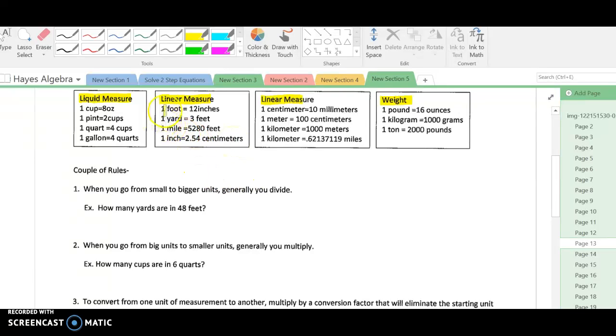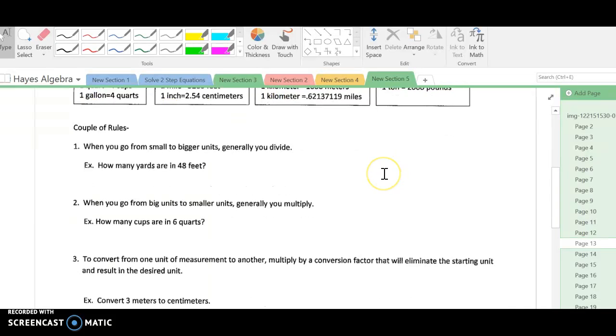For instance, you should know by now that 1 foot is equal to 12 inches. All right, you should definitely know that 1 pound is 16 ounces, being a wrestler. All right, so now we're going to be converting from different units. Okay, now here's the thing, rule of thumb, couple of rules, and we're going to go through some examples here. When you convert from small to bigger units, generally we will divide, okay?